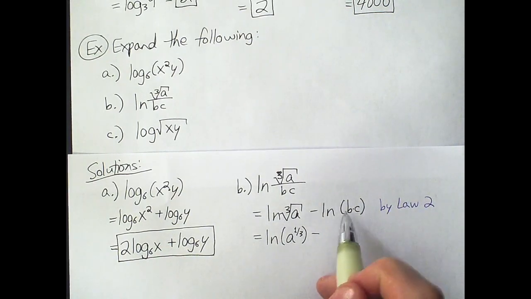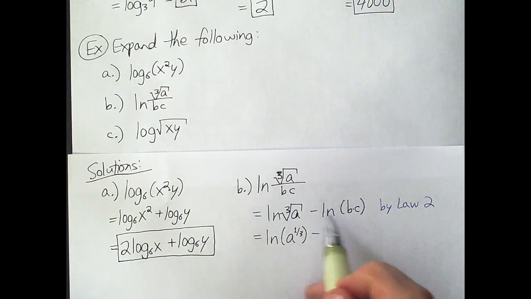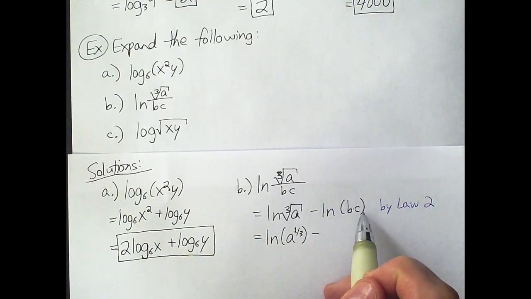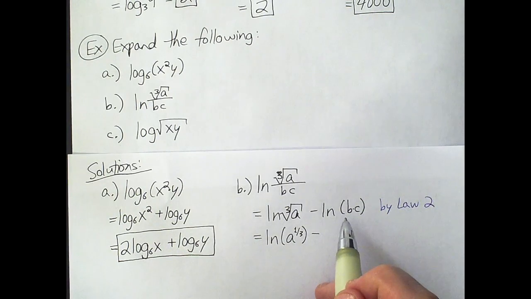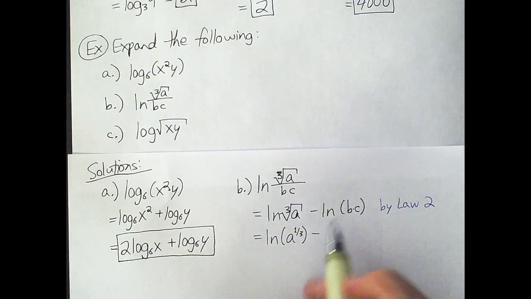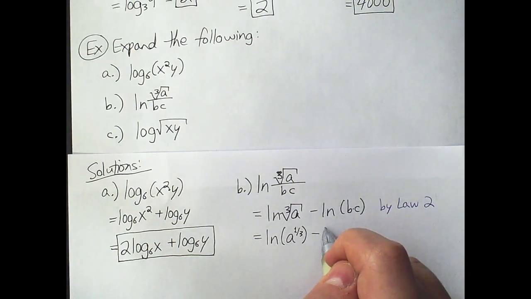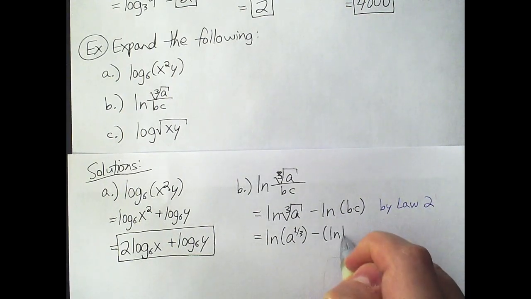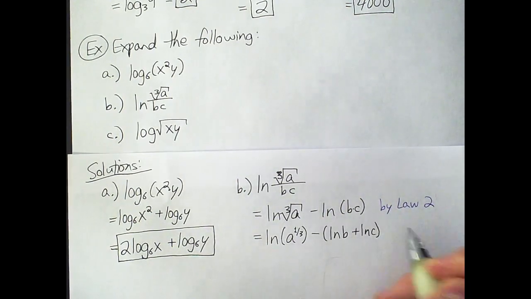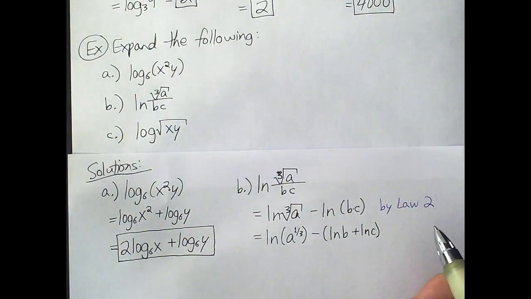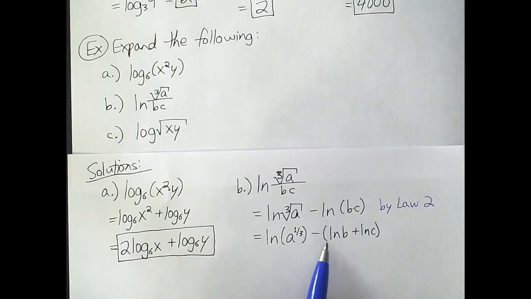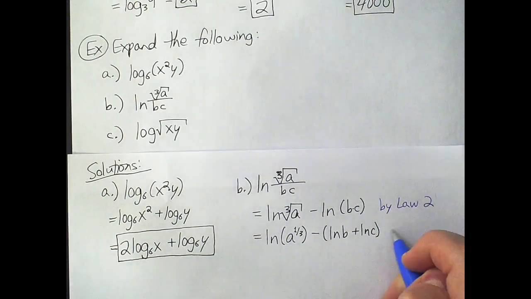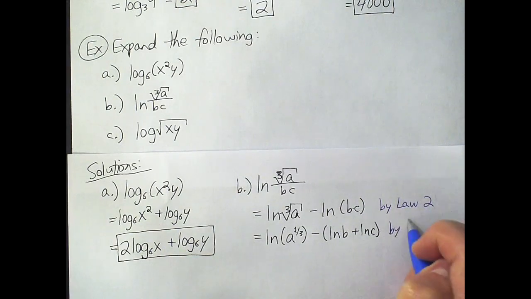The thing we have to be careful about is this minus sign out front. If we split up the ln BC, if we expand it, we need to make sure that the minus sign stays in front of the whole thing. So I am going to add parentheses here and do ln B plus ln C. The parentheses that I added, you either need the parentheses or you need to distribute the minus sign, which I'm going to do in the next step. We used law 1 here.